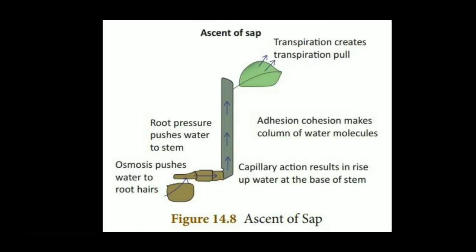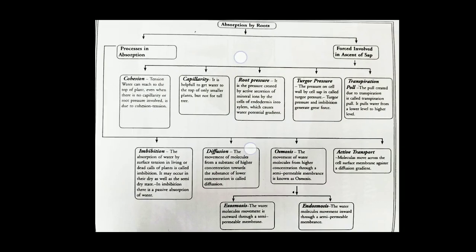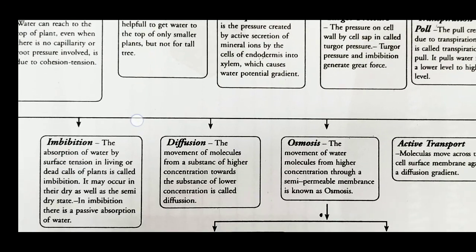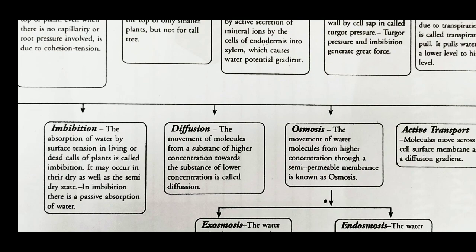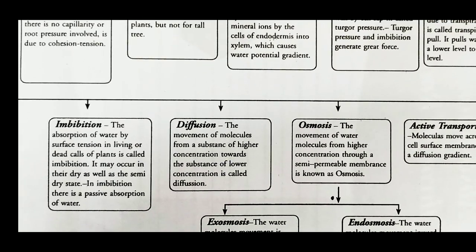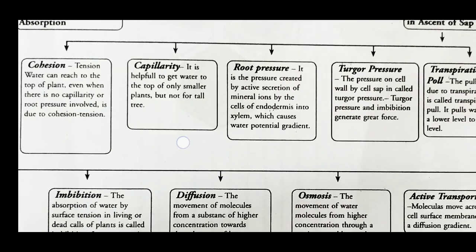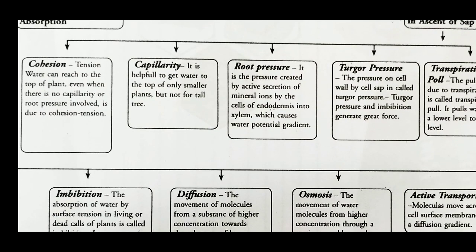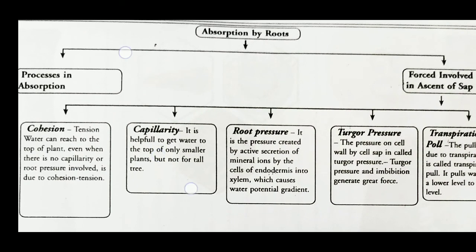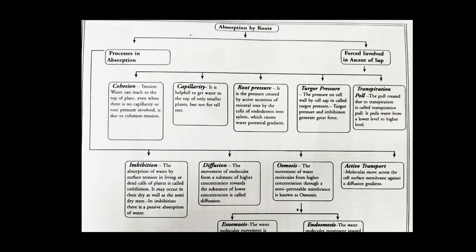So read the chapter carefully, go through all the topics, and please remember to learn these definitions. You should understand what diffusion and osmosis are, what the difference is, what cohesion and capillarity are, and how root pressure and turgor pressure help the absorption inside the roots in a plant.